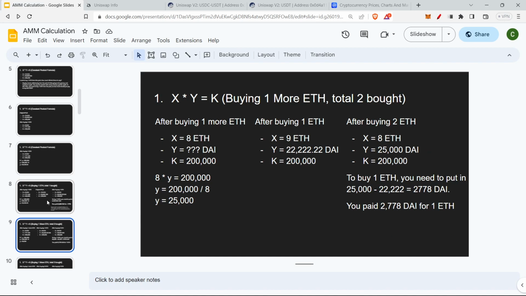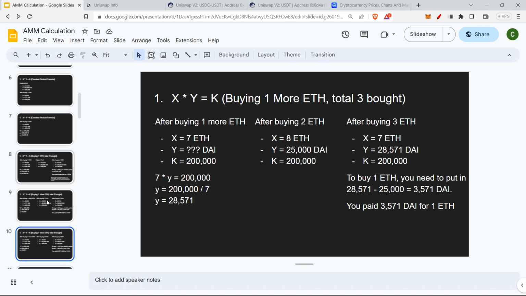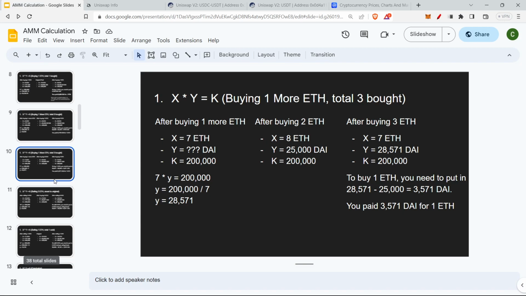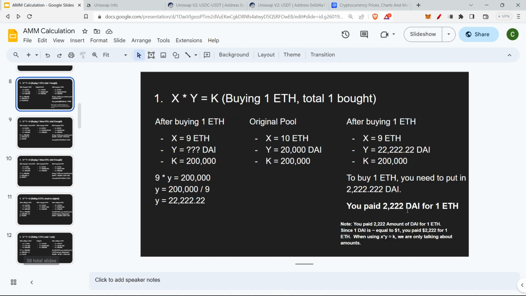So I'll go one more iteration for you buying one more ETH. And now if you buy one more ETH, and you can do the calculations over here, you will pay 3,571 DAI for your ETH. Notice that this DAI actually increases for the same amount of ETH, because k is constant.